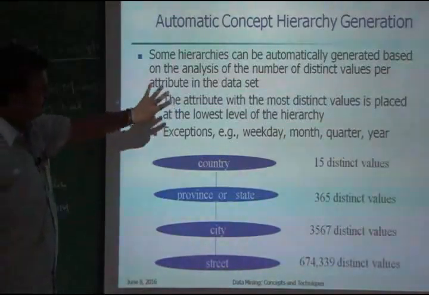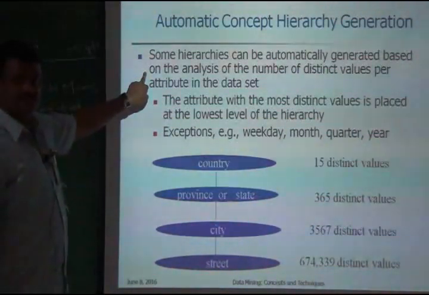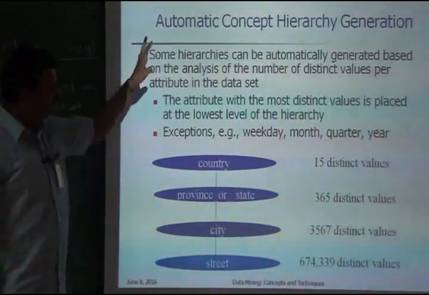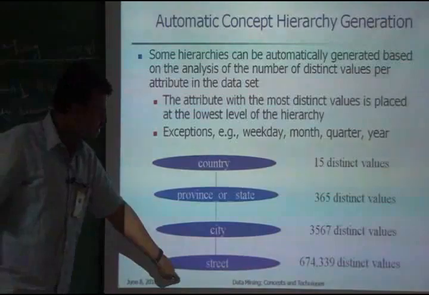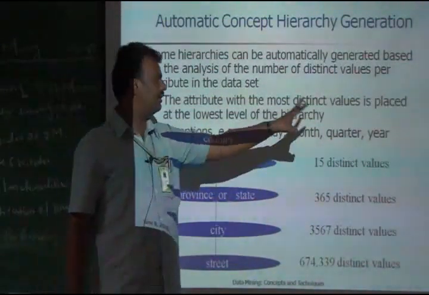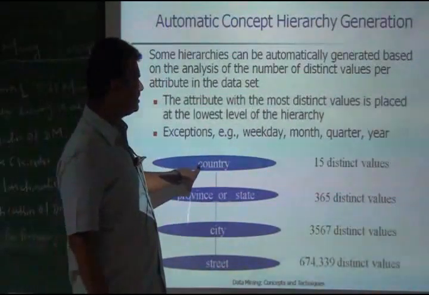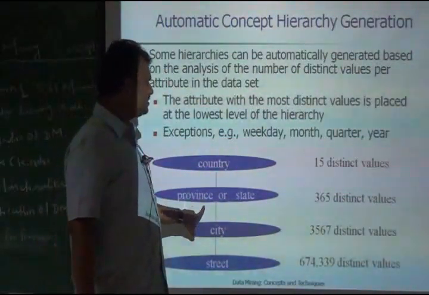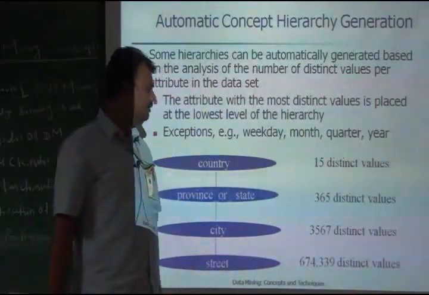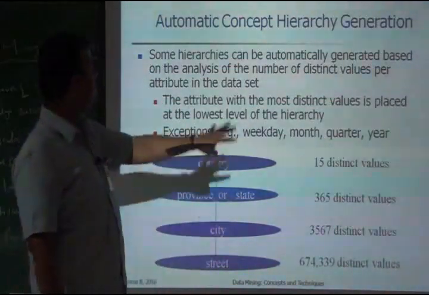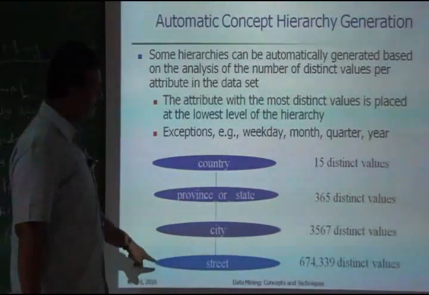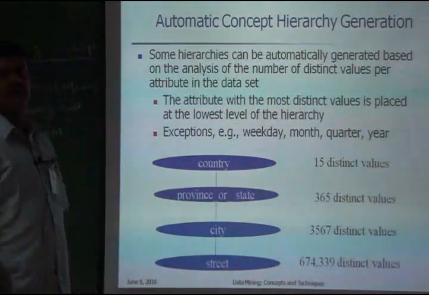Some hierarchies can be automatically generated based on the number of distinct values per attribute in the data set. For example, the attribute with the most distinct values is placed at the lowest level of the hierarchy, with exceptions such as weekday, month, quarter and year. There are 15 distinct values for country, 365 for state, 3567 for city, and the last one 674339. That is called automatic concept hierarchy generation. The attribute with the most distinct values is placed at the lowest level of the hierarchy.